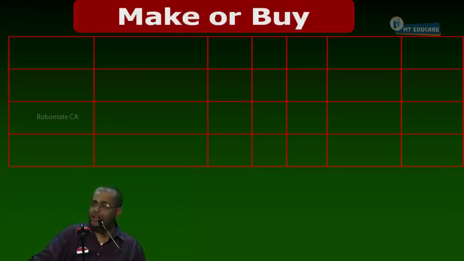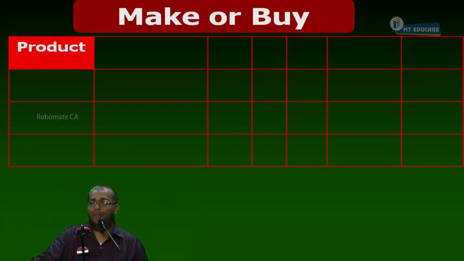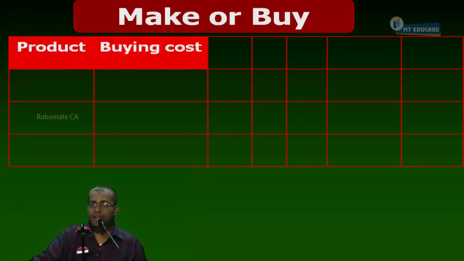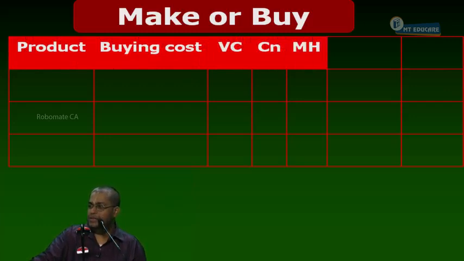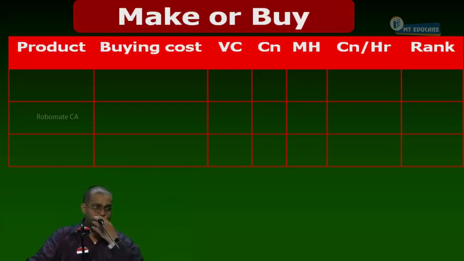It has become very routine. You have done a PhD here. Tell me the column headings of the make or buy table: product, buying cost, variable cost, contribution, machine hours, contribution per hour, and then rank. Even in sleep you should be able to tell all this. Product, buying cost, variable cost, contribution, machine hours, contribution per hour, and rank.